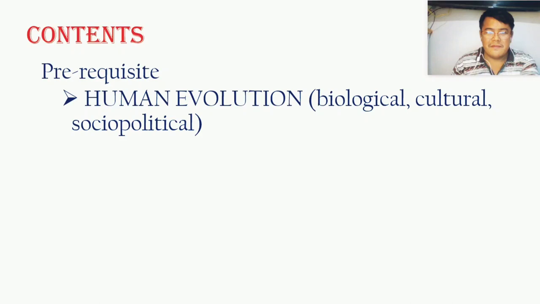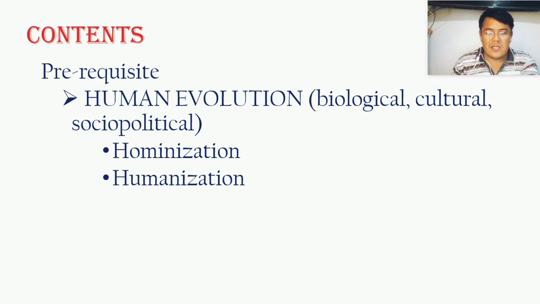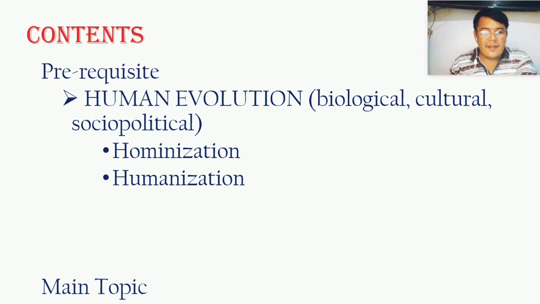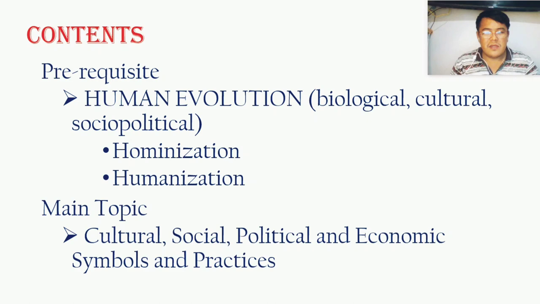There are two, hominization and humanization. Yung hominization, ito yung evolution ng tao, physically, biologically. While the humanization is the evolution of man in terms of cultural and socio-political aspects, yung mga nakalagay doon. And then, we have the main topic, which is cultural, social, political, and economic symbols and practices.